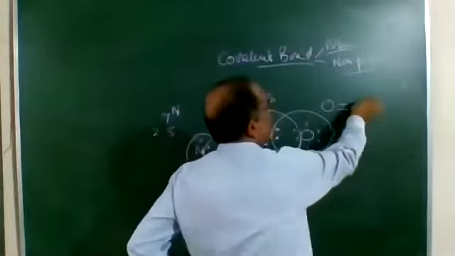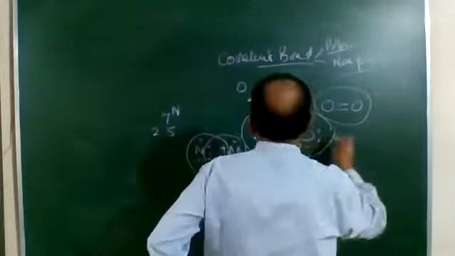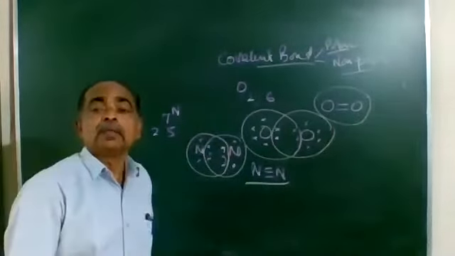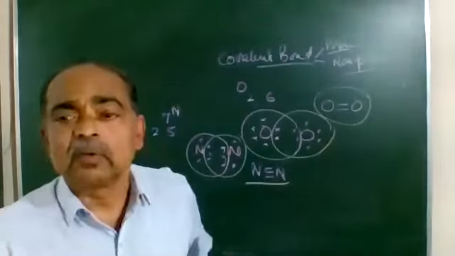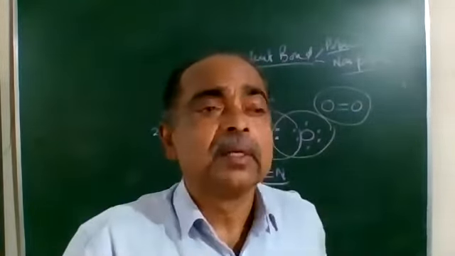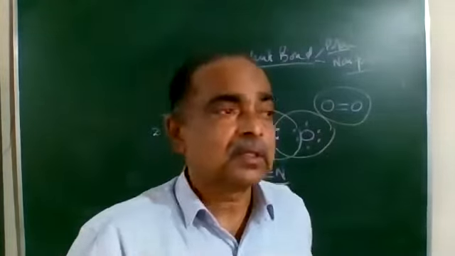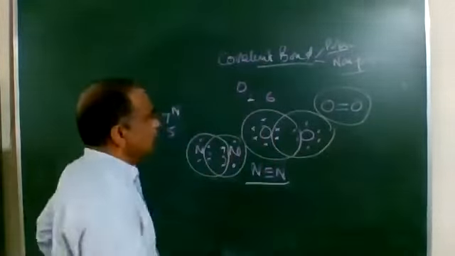Now, in this compound, the bond between oxygen, or bonding in nitrogen, or bonding in chlorine, or bonding in fluorine, means a covalent bond is formed between atoms of the same element. Such a type of covalent bond is known as non-polar. Now, what is the meaning of non-polar?